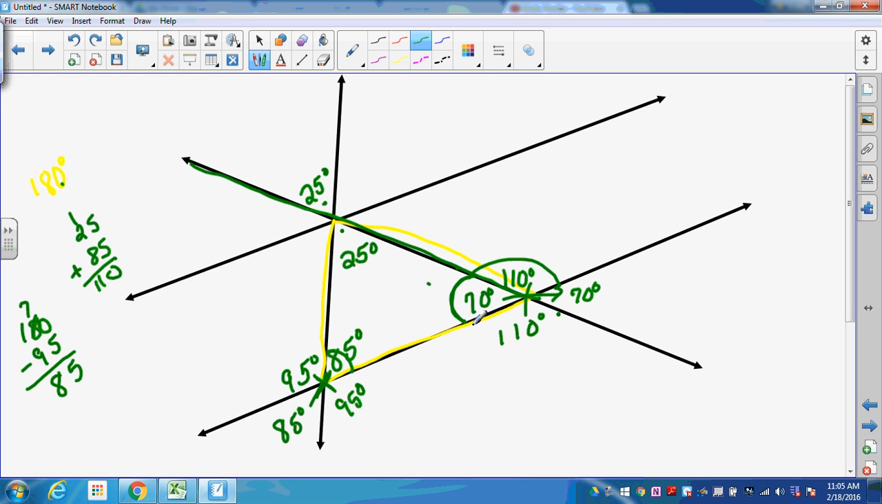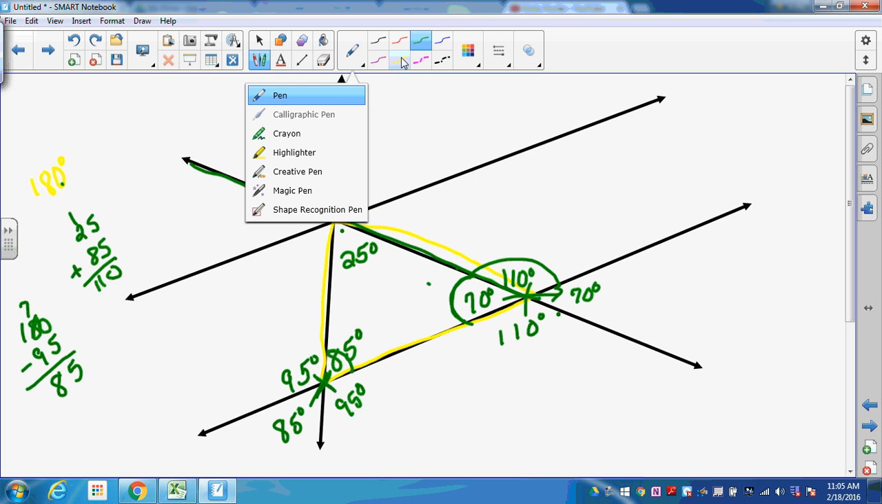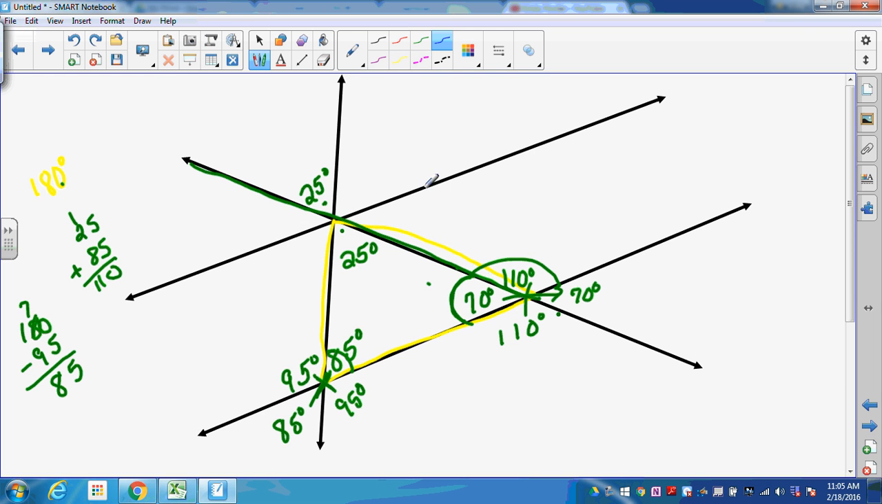this angle, let me change colors actually, we'll do blue. This 70-degree angle is the alternate interior for this angle right here. Okay, remember we're looking at this transversal. There we go. Which means that this angle is 70 degrees. Okay, so now we have a little bit more information. We can kind of finish this up.